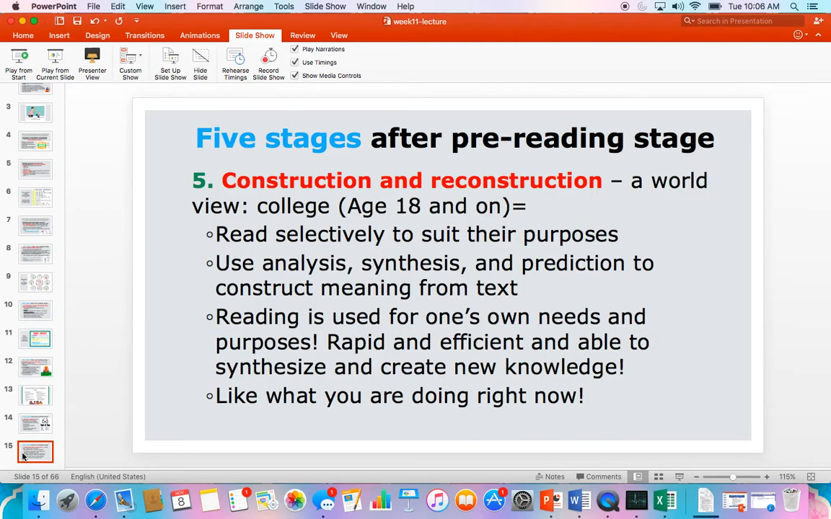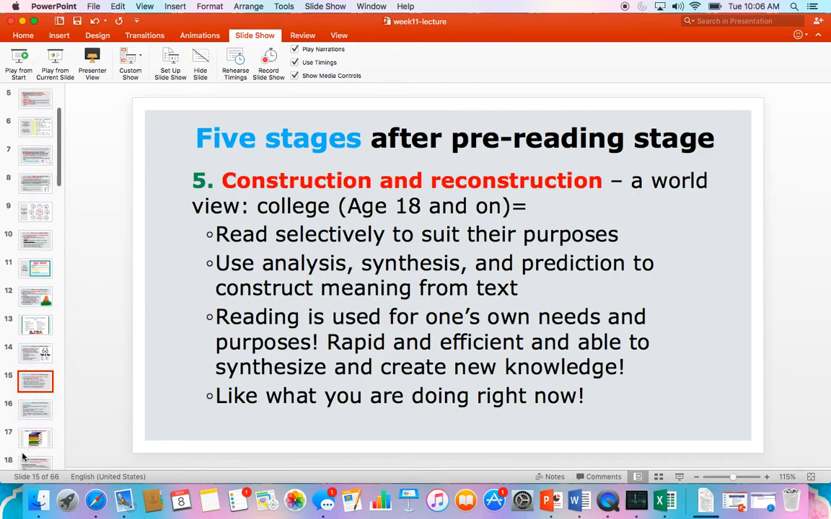Construction and reconstruction. This is the college level, so 18 years old and beyond. You may be reading selectively to suit your own purpose, right? So you're choosing to read a book because it sounds good. Maybe you're interested in a specific topic. You may use reading to analyze, synthesize, and predict something. You're reading for your own needs. Your reading is very rapid, it's efficient, and you're able to synthesize and create new knowledge. And it's like what you're doing right now. You're reading these slides to learn new information because you want to.